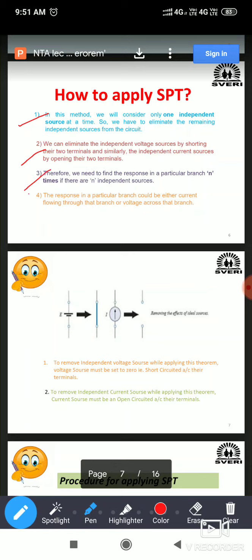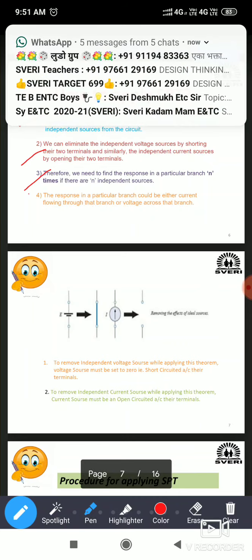Now third point, we need to find out the response in a particular branch n times if there are n independent sources. Okay, suppose there are two independent sources, you will get two responses. If three independent sources are there, you will get three responses. If four are there, you will get four responses. Finally, what you have to do? Finally, you have to add it. You have to take the algebraic sum and that will give the total response.